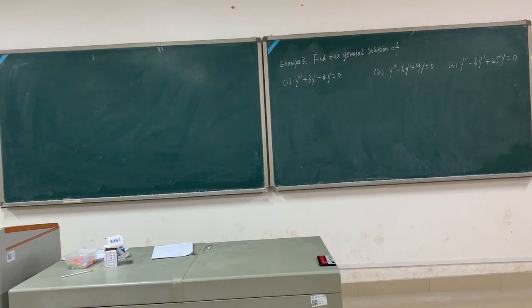Square minus 6m plus 9 equals 0. No, just m minus 3 squared, not plus 3 squared. So m minus 3 squared equals 0, so m equals 3.